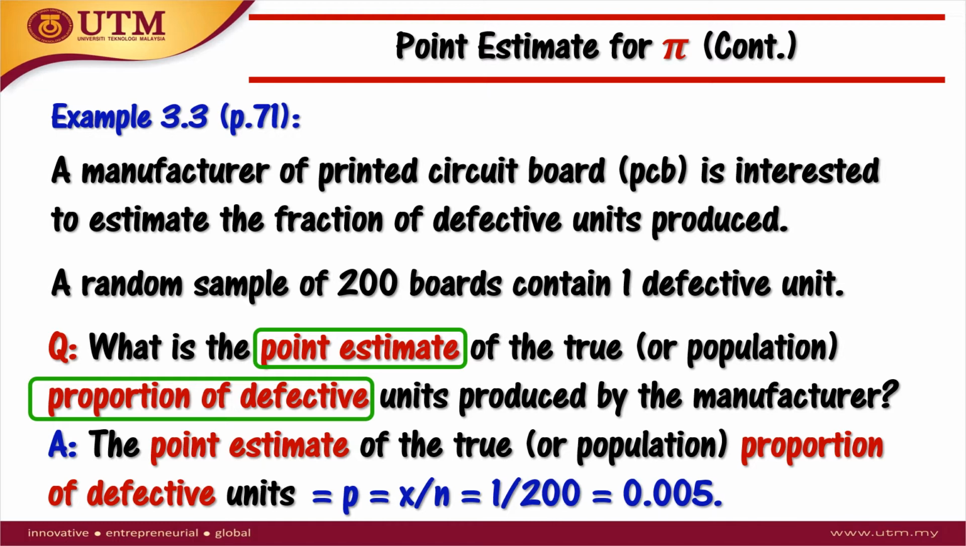If we are interested in estimating the true or population proportion of non-defective units produced by the manufacturer, then we can simply get the complementary value of p, which is 1 minus 0.005, resulting in 0.995 as the estimate of the population proportion of non-defective units produced by the manufacturer.